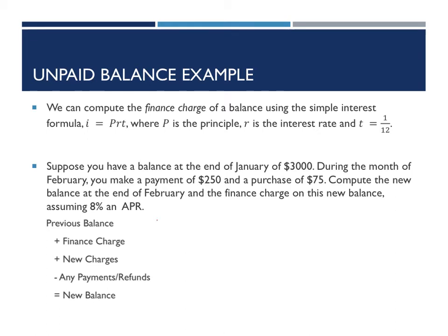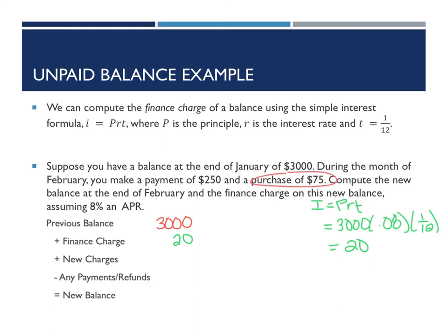was $3,000. The finance charge is that simple interest. So to get this finance charge, we've got I equals PRT. And we're going to do 3,000 times the 8% interest times 1/12. And this gives us $20. So our finance charge is $20. Then we have our new charges. So our new charges says that there was a purchase of $75 and a payment of $250.